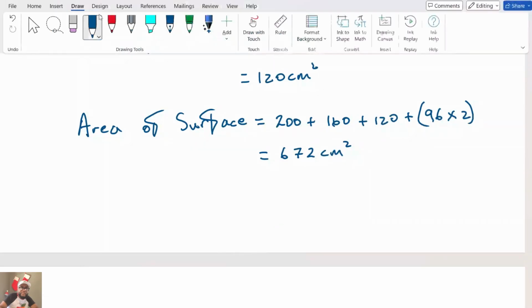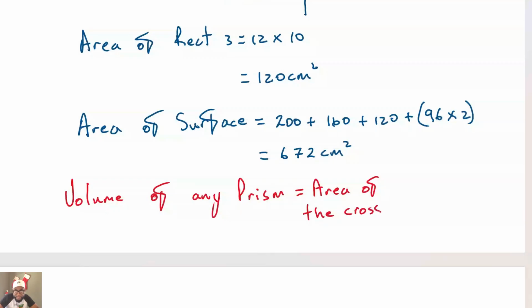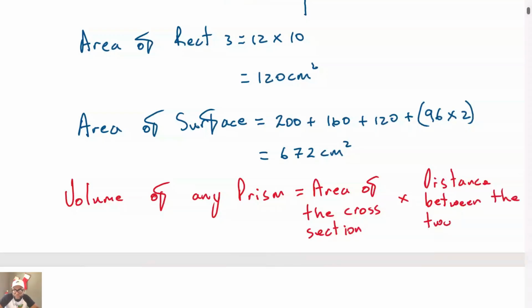I told you all the volume of any prism that you're finding would be the area of the cross section multiplied by the distance between the two cross sections, right? Okay?